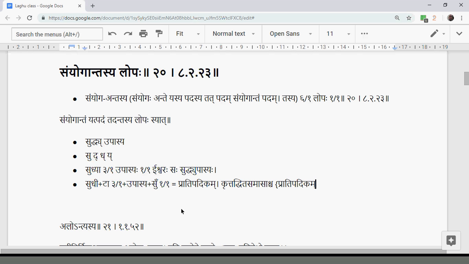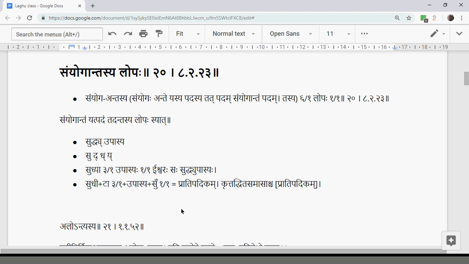The sutra is only krita samasascha. Pratipadikam is an anuruti. So by this sutra, krudanta, taddhitanta and samasa will get a sanya. What sanya will it get? Pratipadika. And pratipadika is a nominal base which can be declined. So sudhyupasya, sudhi plus ta plus upasya plus su is a samasa and therefore it gets a sanya as pratipadika.